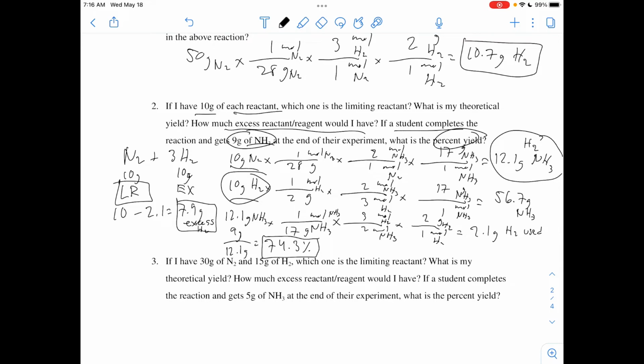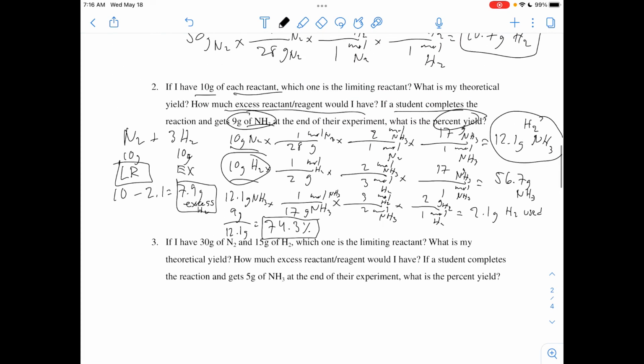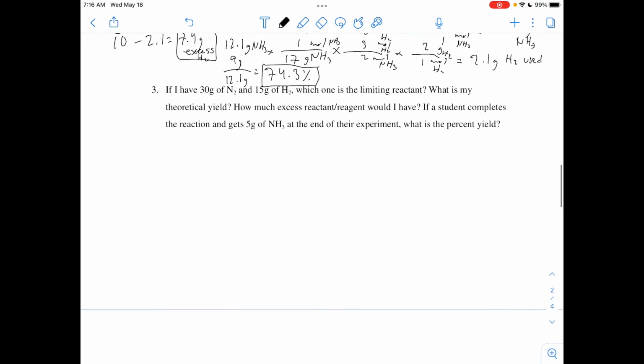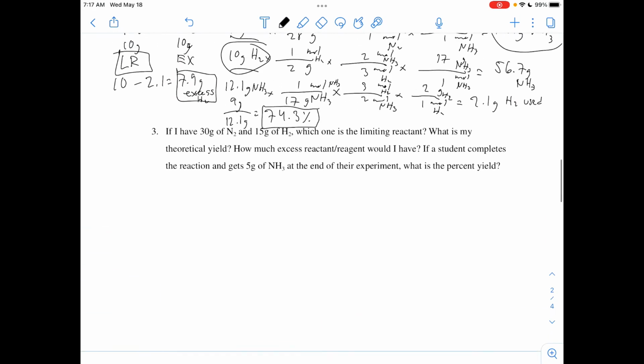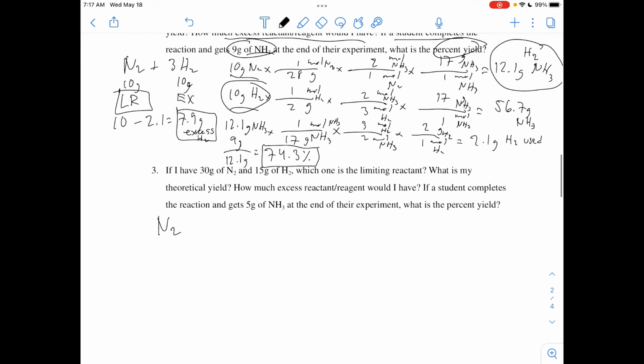74.3%. Of course, it's almost impossible to get 100% yield. Usually we spill some, or some of it leaks out, or some of it doesn't react. 74.3 is not bad. Okay, so that's a stoichiometry problem. Lots there. I only have like 1 or 2 of those on the final exam. Okay, moving on. Same reaction.